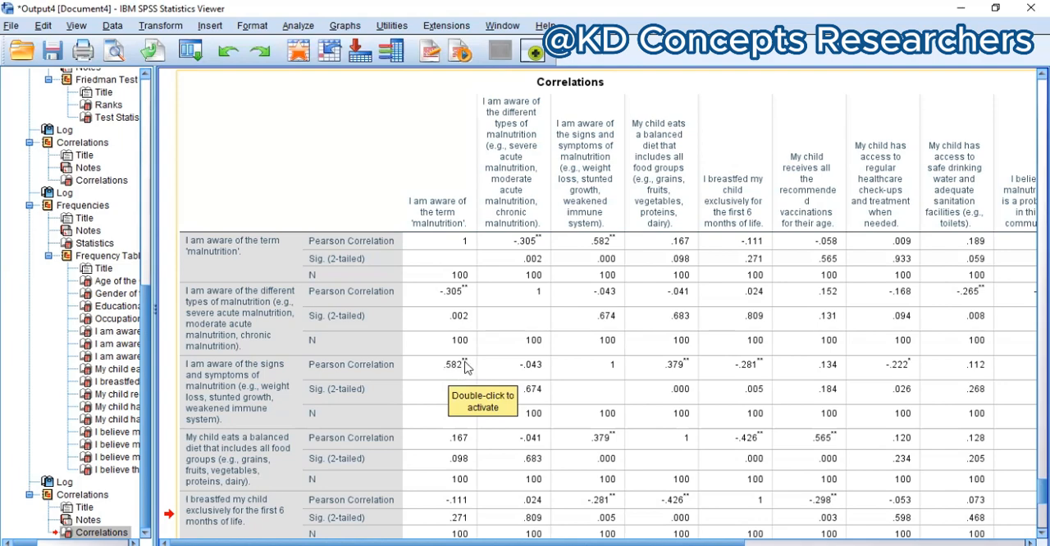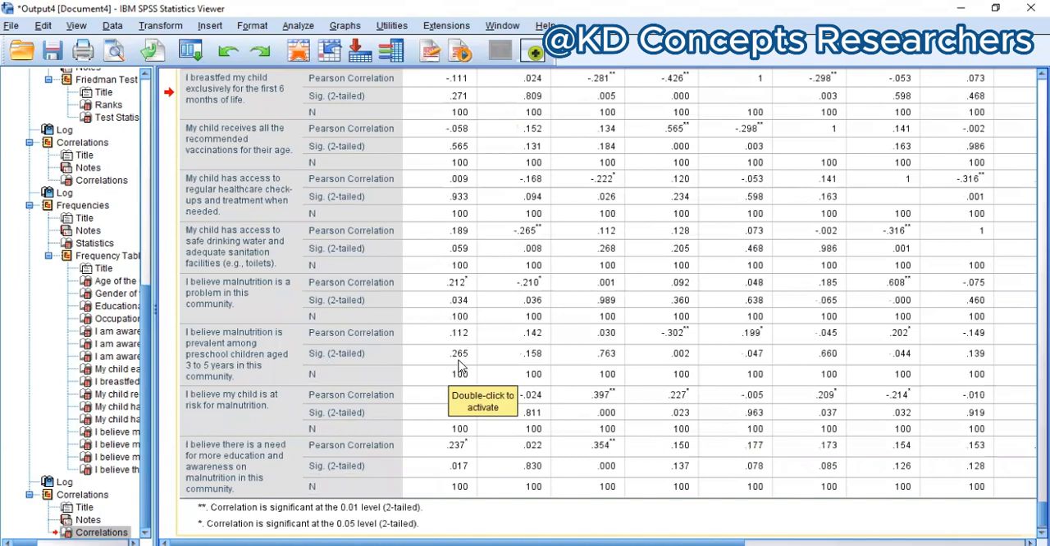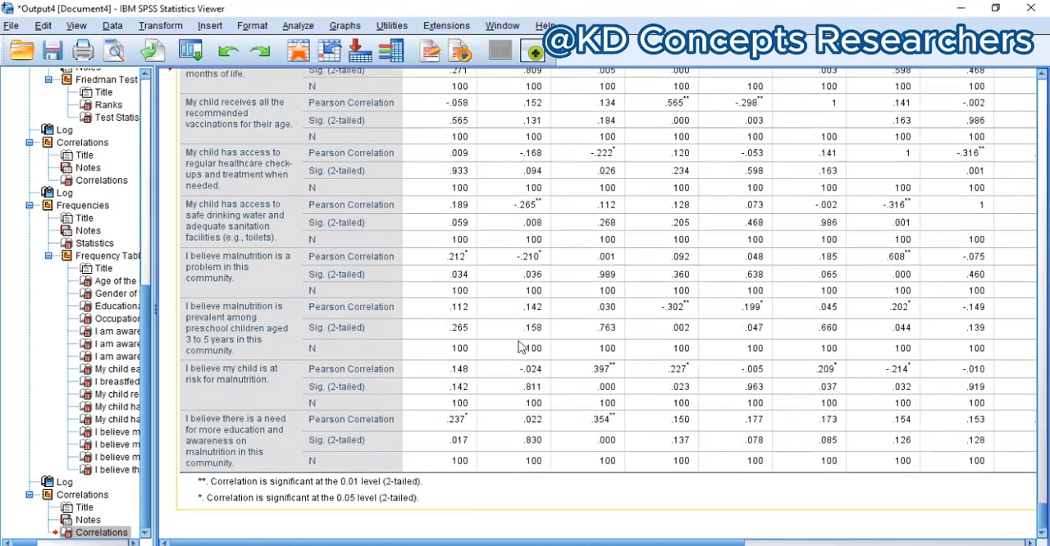How do we know it's significant? You see that it is starred. It is starred double. That means it is significant at 1%. If you scroll down, you find other correlations and their significance.